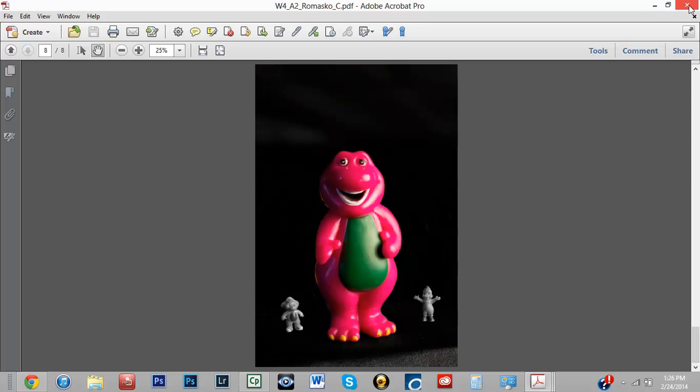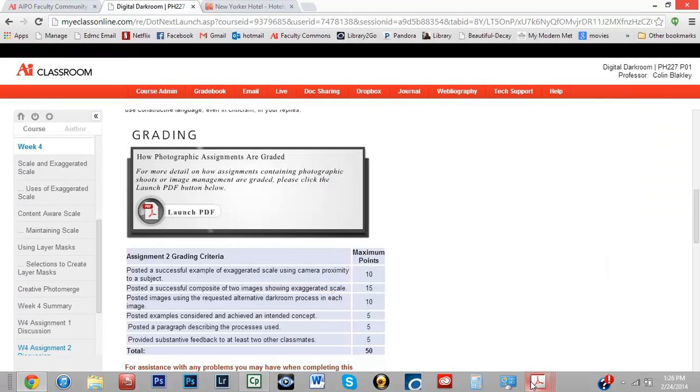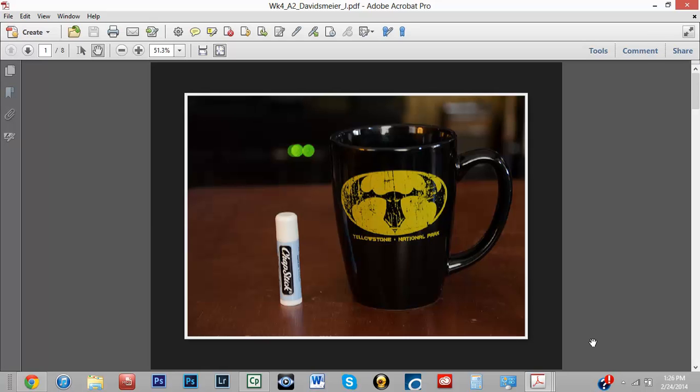Alright. Up next, we're going to have Jared. Let's see what he's got here. A Batman Moose Yellowstone National Park mug.